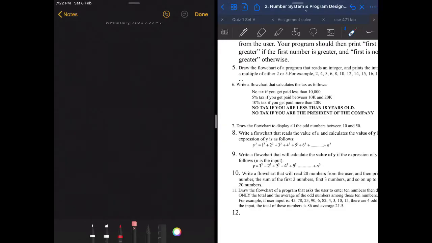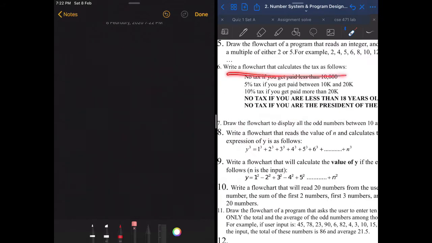Today we'll be looking into some more advanced problems of flowcharts. So this question, number 6, is asking us to write a flowchart that calculates the tax as follows. The first thing is no tax if you get paid less than 10,000. So that means we need to get the payment information of the user. So that would be input from the user.